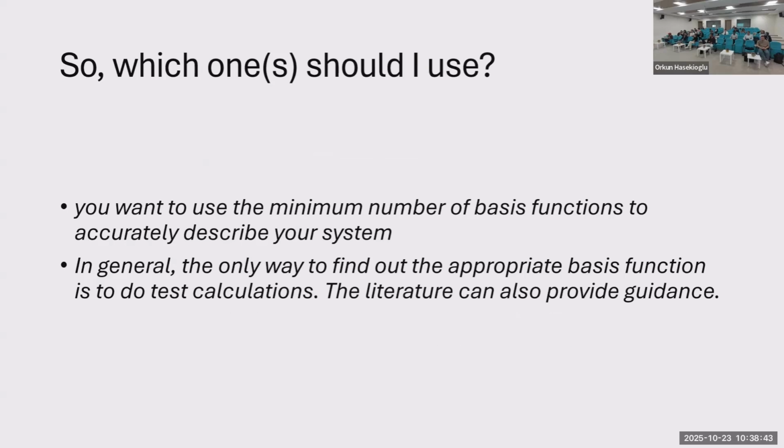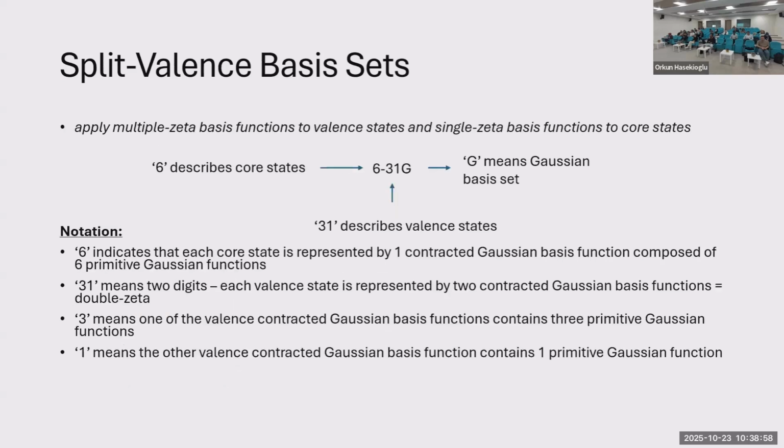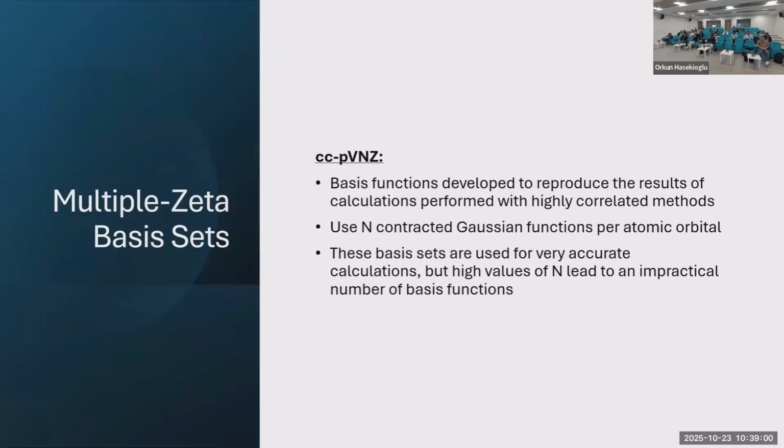So the last one. Between 6-31G and our last, aug-cc-pVTZ, are both of them peptide parameter? So I can show you again. Here, this is cc-pVNZ. This is a multiple zeta basis set.